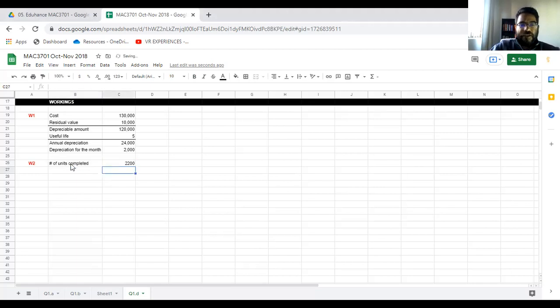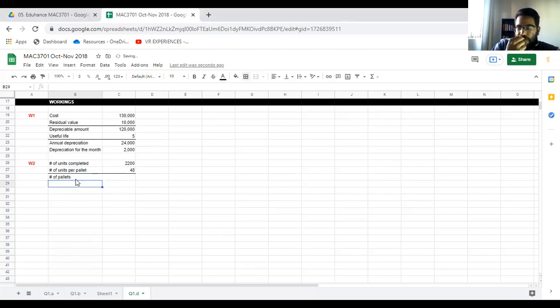So we will say number of units completed is 2,200. But remember that the variable transport cost is not based on the number of units, it is based on the number of pallets. To get the number of pallets, we must divide by the number of units per pallet. Each pallet can take 48 units. So if there are 2,200 units and each pallet takes 48 units, that tells us how many pallets we require.